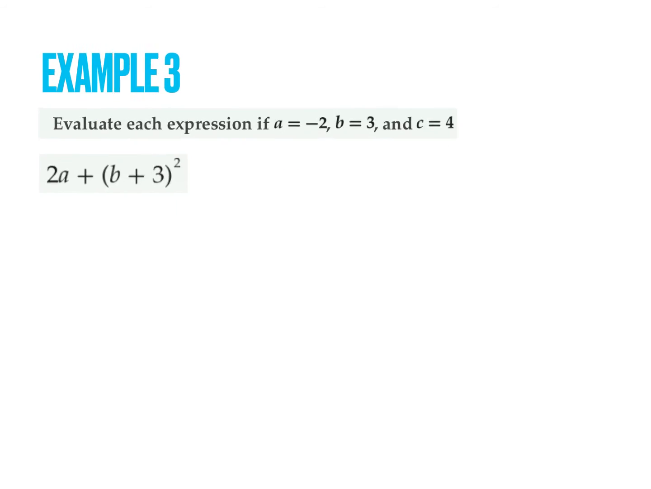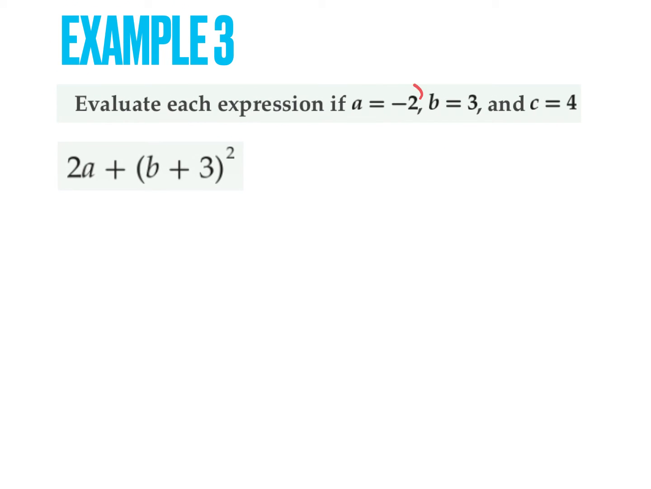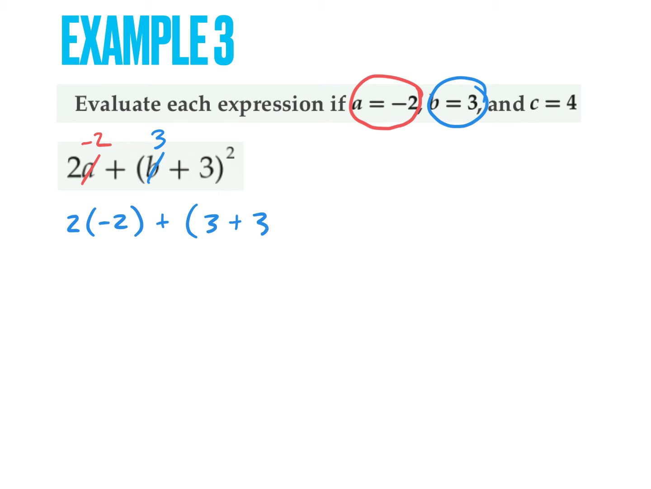Let's look at example 3. So again, I'm going to plug in negative 2 for a. And I'm going to plug in 3 for b. So this is 2 times negative 2 plus 3 plus 3 squared. What should I do first? Parentheses. Which parentheses? The second one.